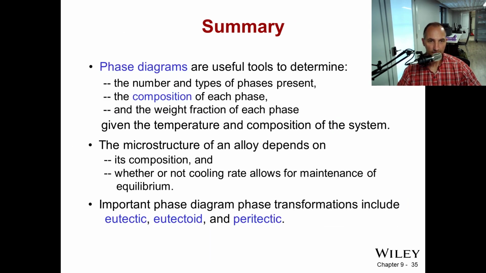So, in summary, phase diagrams are useful tools to determine the number and types of phases that are present, the composition of each phase, and the weight fraction of each phase, given the temperature and composition of the system. Secondly, the microstructure of an alloy depends on its composition and whether or not the cooling rate allows for maintenance of equilibrium. Now, the important phase transformations include eutectic, eutectoid, and peritectic. And that's all. Thank you very much.